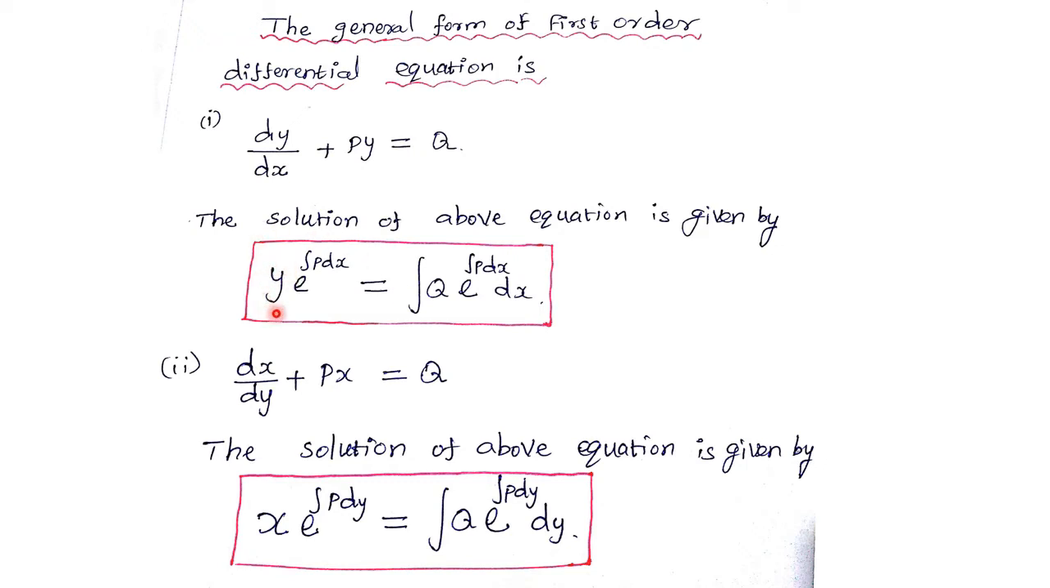When the solution is y, the equation should be like this: dy divided by dx. When the solution is x, the equation should be dx divided by dy. When the solution is y, we use e power integral of p dx. When the solution is x, we use e power integral of p dy. When the solution is y, we are integrating with respect to x. When the solution is x, we are integrating with respect to y.